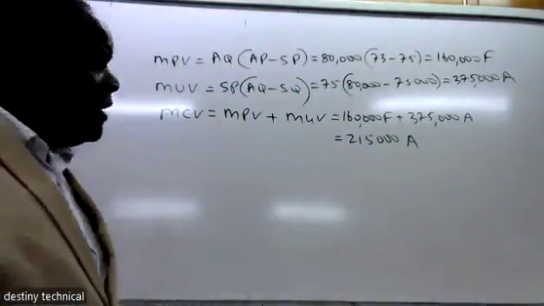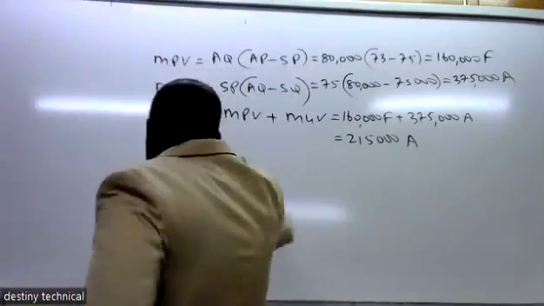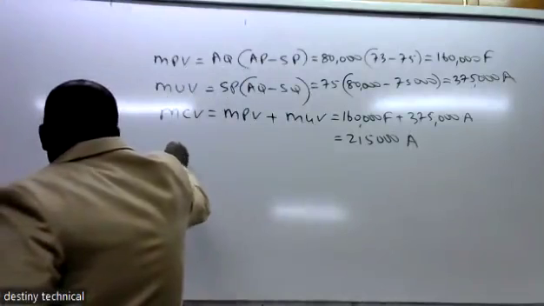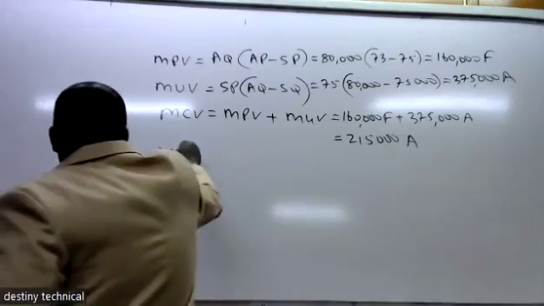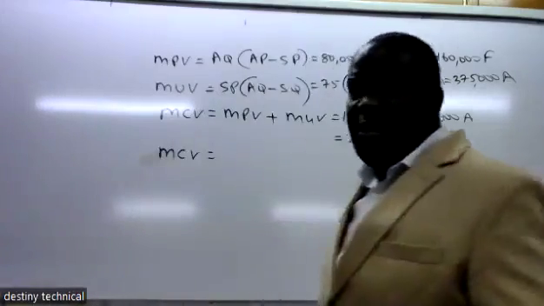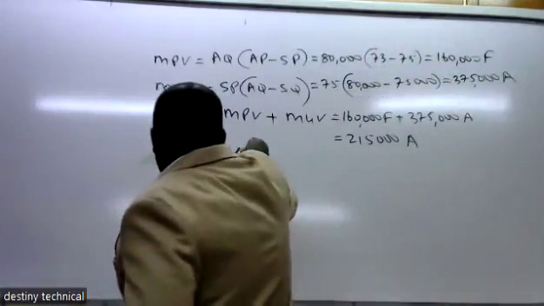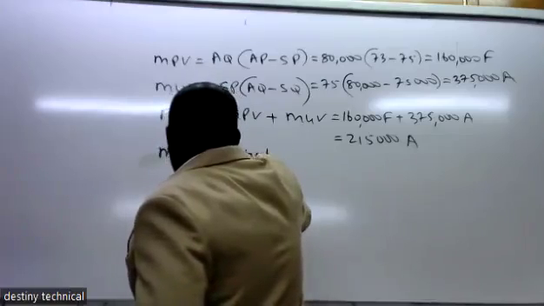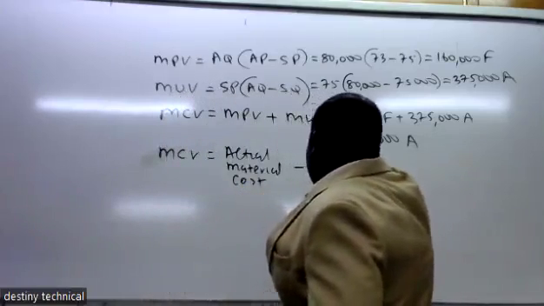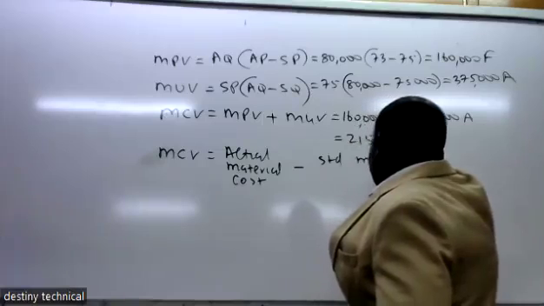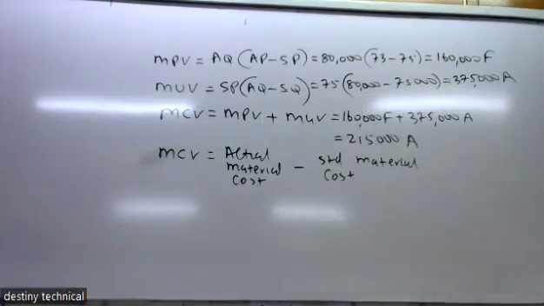So, alternatively, to get the same material cost variance, to calculate material cost variance you simply take the actual material cost, minus the standard material cost.